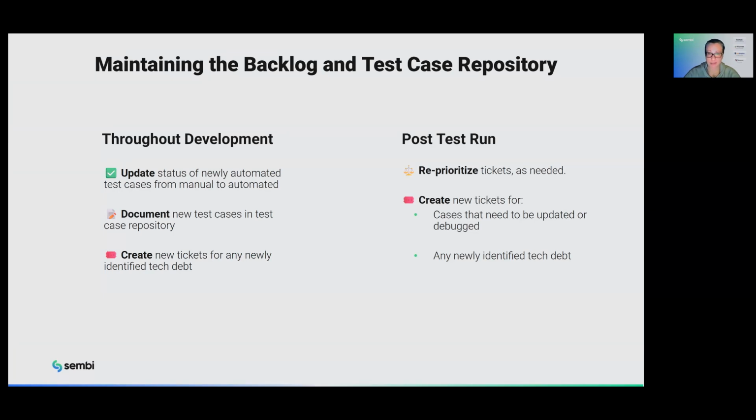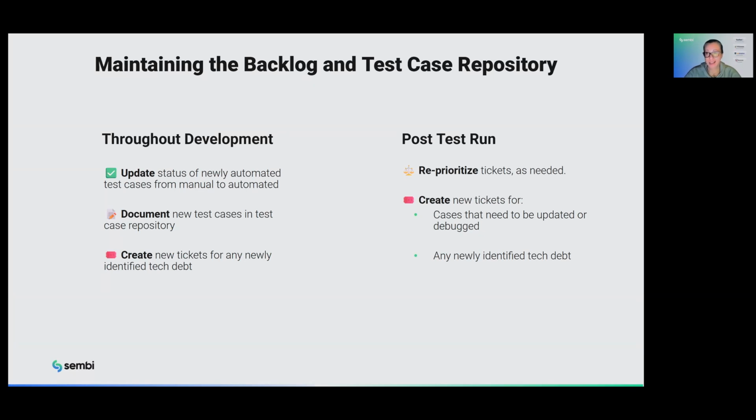A new bug comes in. We don't have a test for that yet. We create a new automated test ticket. And then creating new tickets for any newly identified tech debt. Maybe our payment system is being really buggy, or maybe we're using a third-party service that looks up addresses and it's giving us trouble.